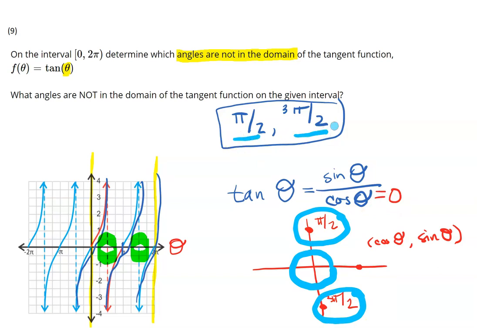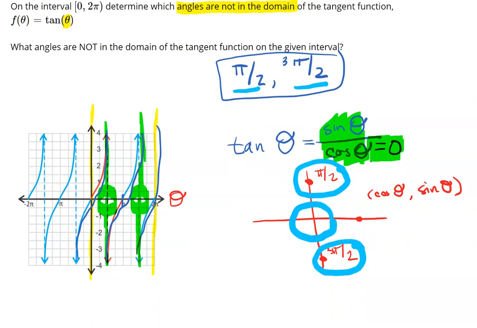So for this problem, we can take two approaches. We can consider the tangent function, rewrite it as a rational function, and then consider when our bottom is equal to 0, go back to our unit circle. Or from our discussion of the graphs, we can realize that it's going to occur here at these vertical asymptotes, and then also pull those values. So kind of two different approaches to help with that one.